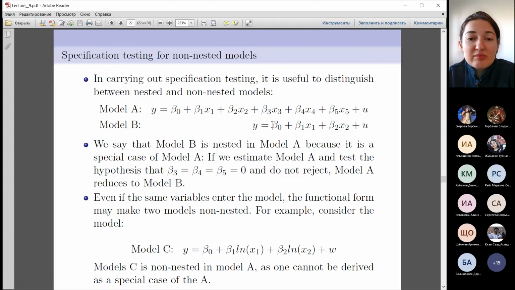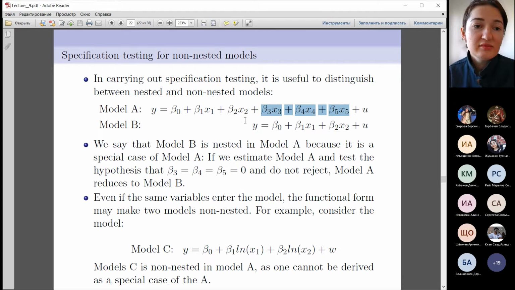And if we estimate model A and test the hypothesis that all these coefficients are jointly equal to 0, and we don't reject this hypothesis, we can just reduce model A to model B, if all these coefficients are insignificant. So this means model B is nested in model A, or these two models are nested models.